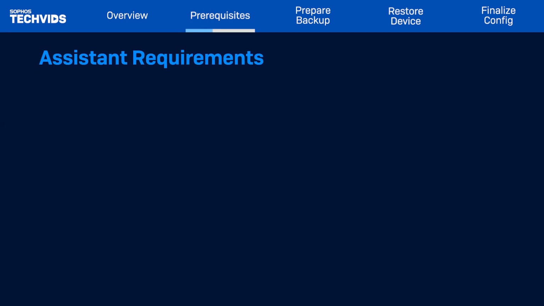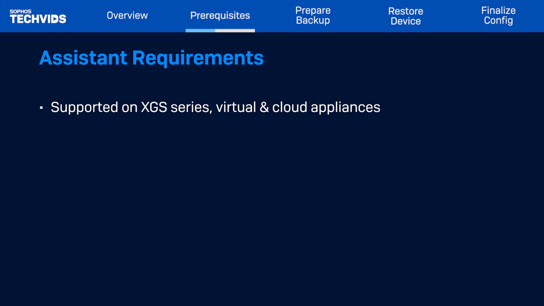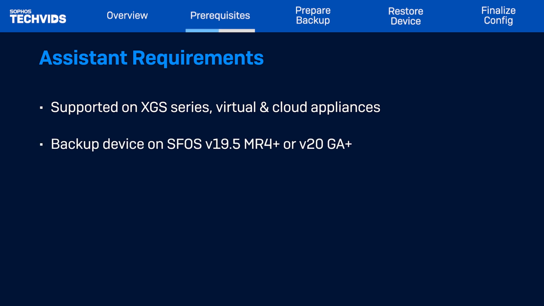Moving on, the Backup Restore Assistant will only appear if several conditions are met. First, the Assistant is only supported on XGS series firewalls, virtual and cloud appliances. Next, the device you take the backup from must be running SFOS version 19.5 MR4 or later, or version 20 GA or later. And you must restore to an appliance running SFOS version 20 MR2 or later.